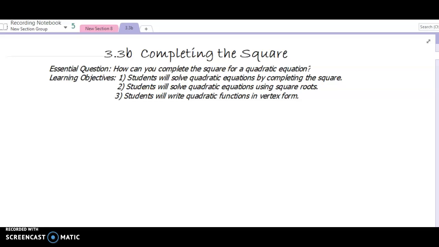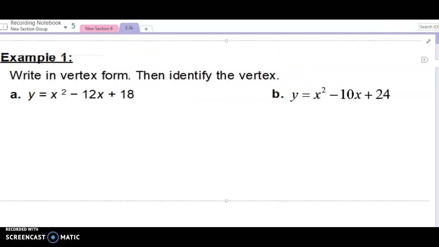Okay, so this is the video over the second half of 3.3, and if you understood 3.3a, which was just basic completing the squares, then this section should not be bad for you at all. Okay, so let's look at example 1. Now, when it says to write this in vertex form, then identify the vertex.